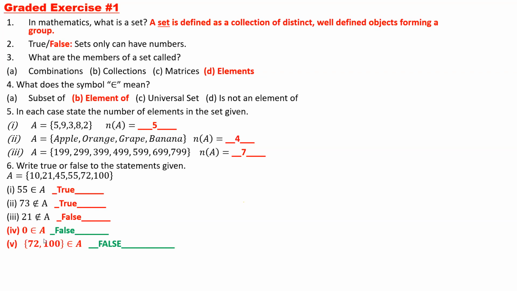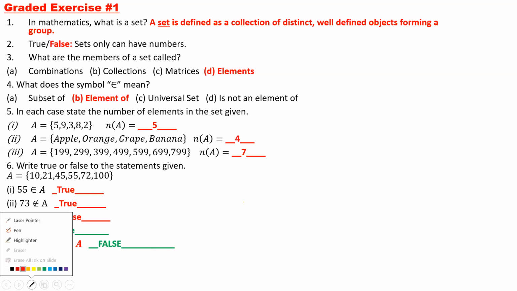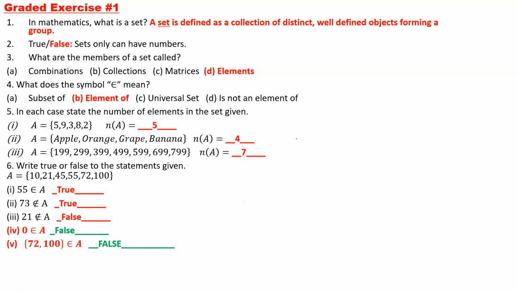All right. So the correct symbol is not element. The correct symbol is supposed to be a subset. So I could say that the set 72 and 100 is a subset of A. But I can't say that the set is an element of A because it's not there. Because both of them, I talk about both of them together.